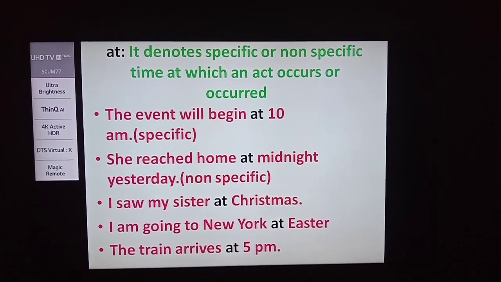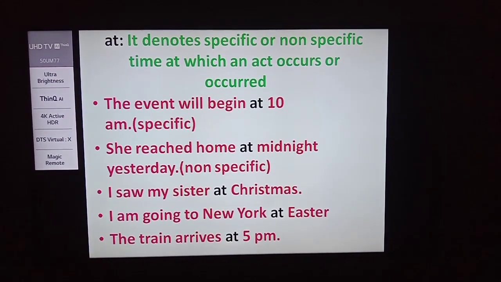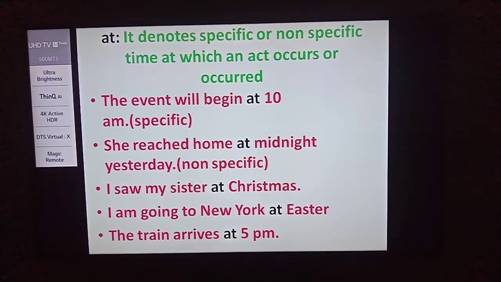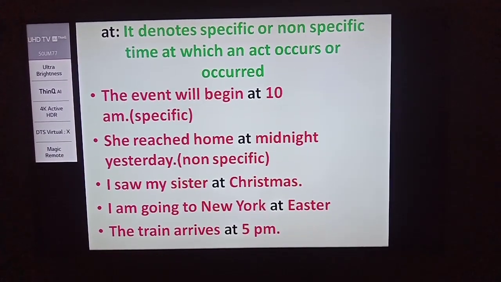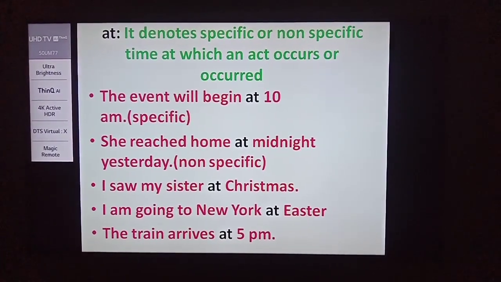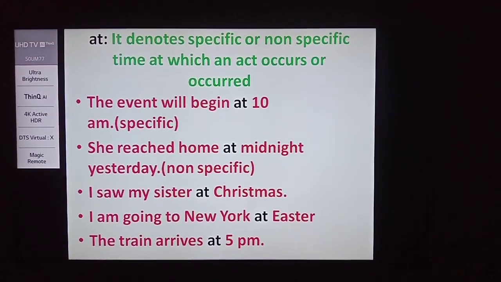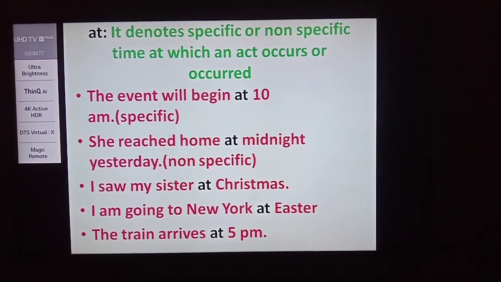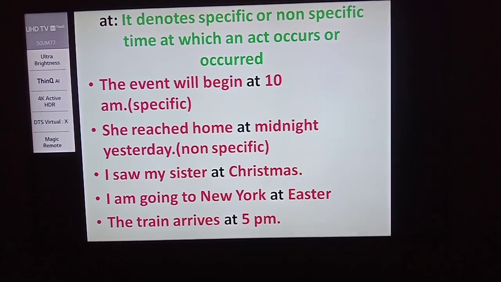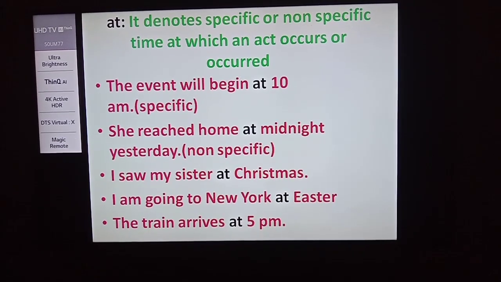Here we have the preposition at. It denotes specific or non-specific time at which an act occurs or occurred. The first example is here. The event will begin at 10 a.m. When we talk about 10 a.m., we have mentioned specific time here, so we use the preposition at. The next example, she reached home at midnight yesterday. At midnight, it can be any time. It can be 2 o'clock midnight, it can be 3 o'clock midnight. We have not used the specific time here. So we call it non-specific, but still we use the preposition at here.